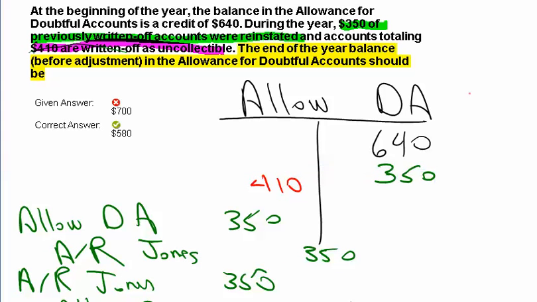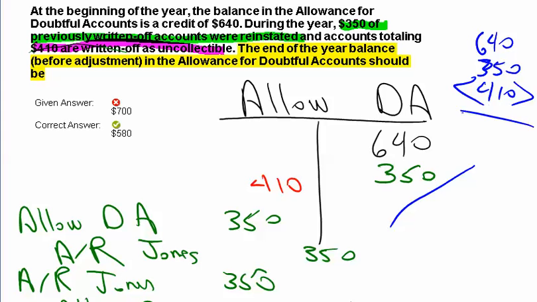Now my balance then, I'll do it in blue, my balance in the account is going to be the $640 plus $350 minus $410. And if I add those up, it's $580, so I have a $580 credit balance in the account.